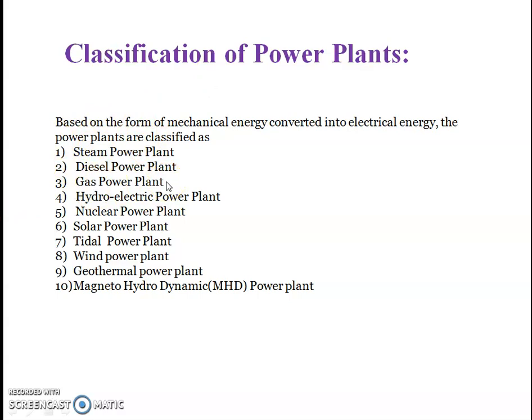And the third one is gas power plant. Gas power plants use gas turbines as prime movers where the working medium is a gas. The air compressed in a compressor is then supplied to a combustion chamber where hot gases are generated, which are expanded in the gas turbine to produce mechanical power. The gas turbine is connected to an alternator to generate electrical power.